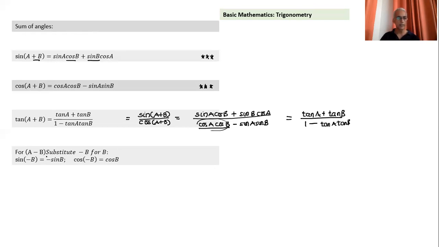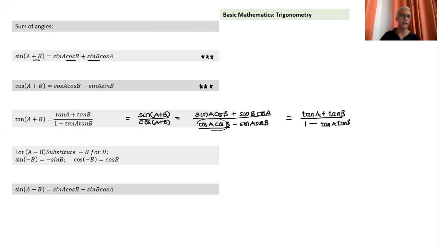Cos of minus B will remain the same. We substitute in place of sine minus B as minus sine B, and cos minus B is equal to cos B. If I make this substitution, what do we get here? It will come equal to sine A minus B: sine A cos B, minus of sine B, since sine minus B becomes minus sine B.